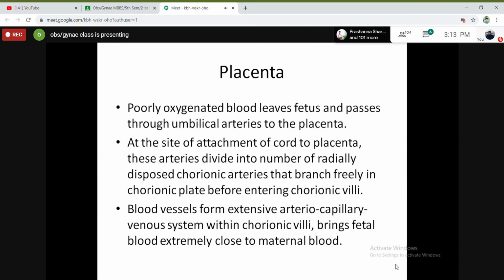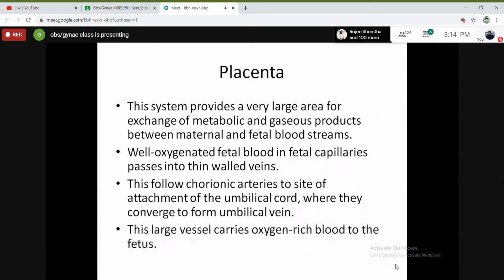The poorly oxygenated blood leaves the fetus and passes through the umbilical arteries to the placenta. At the site of attachment of the cord to the placenta, these arteries divide into a number of radially disposed chorionic arteries, and they branch freely in the chorionic plate to enter the chorionic villi. Blood vessels from the extensive arteriocapillary venous system within the chorionic villi bring the fetal blood extremely close to the maternal blood. So this system provides a very large area for exchange of metabolic and gaseous products between the maternal and fetal bloodstream.